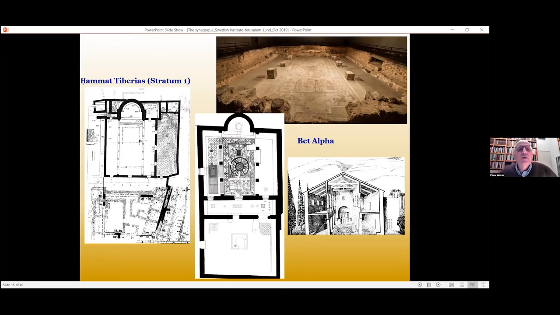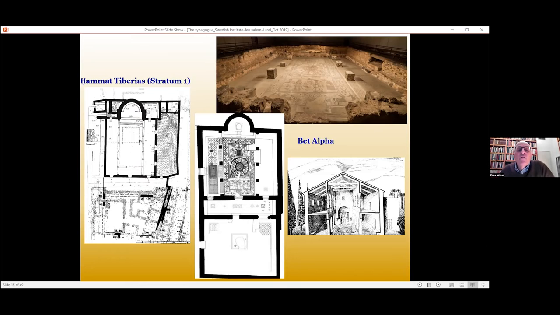And here in Hamat Tiberias, it's basically the same idea with the narthex and then the prayer hall, though we have here three rows of columns, but the division remained the same with an apse on the southern part of the building. Once we take out the mosaic or any Jewish indication and look only at the plan, it's really a complete copy of the Christian basilica.